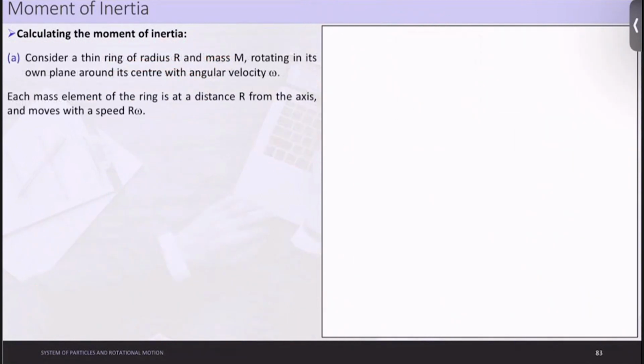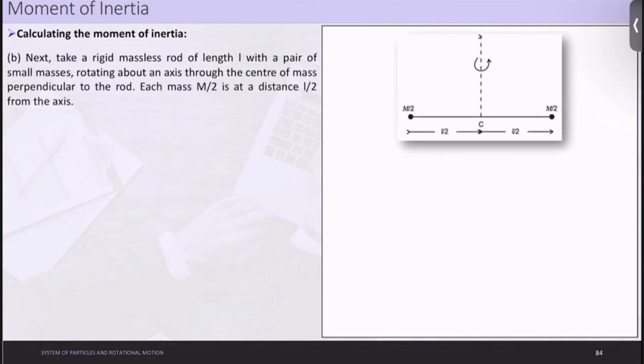I think I have explained all of these. So first, for your thin circular ring, we got I equal to mr². And now let's take a rigid massless rod of length L with a pair of small masses rotating about an axis through the center of mass perpendicular to the rod. So each mass is embedded at a distance of L by 2.